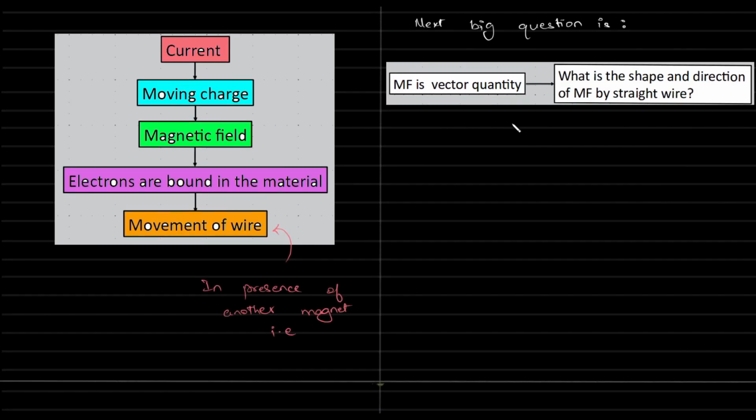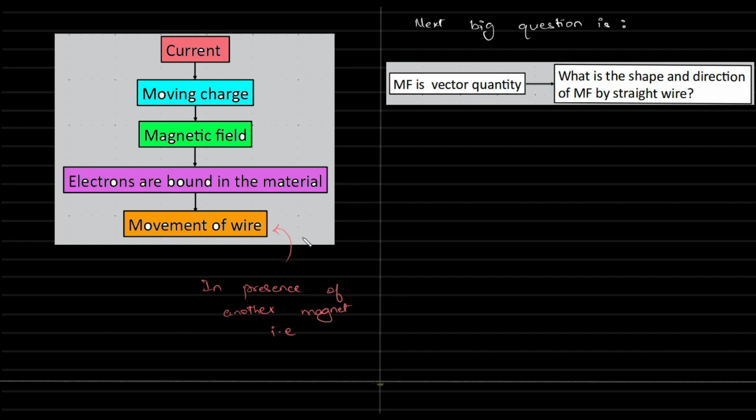So electron is the cause of the current. Electron is also the cause of the magnetic field. So they'll get pushed and pulled, but they cannot go out of the material. So they have to push the material so that they also get away from the magnetic field or move towards the magnetic field. Okay, got it? And thus we see movement of the wire.